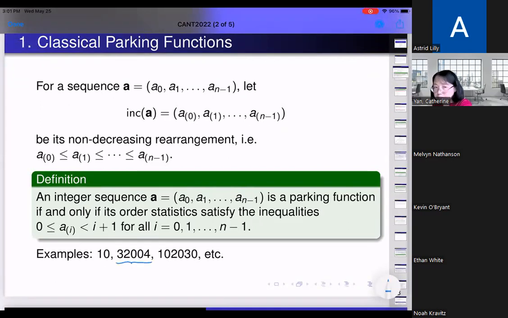Let's take 3, 2, 0, 0, 4. What you want to check is first to rearrange them from small to large, which gives 0, 0, 2, 3, 4. Then you compare them with the standard numbers 1, 2, 3, 4, 5. Term-wise, the bottom one is always larger than the top one. So good, this is a parking function. That's all you check. On the other hand, if you have 1, 1, 2, 3, 5 to start with, then it's no longer less than 1, 2, 3, 4, 5. So that's not a parking function. I hope the definition is clear.